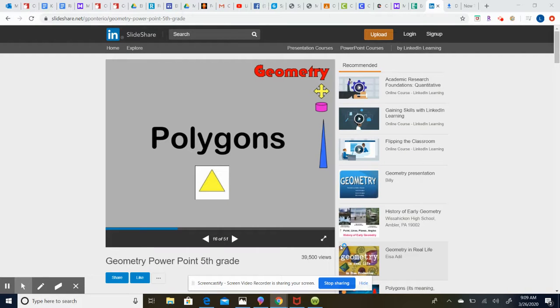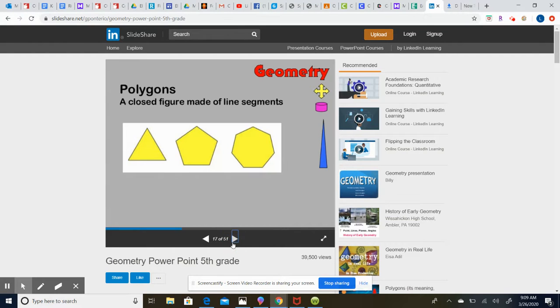Good morning. So yesterday we talked about points and lines, line segments, rays, and parallel lines. So today we're going to look at how those types of lines and line segments create shapes, specifically polygons. So a polygon is a closed figure, okay?